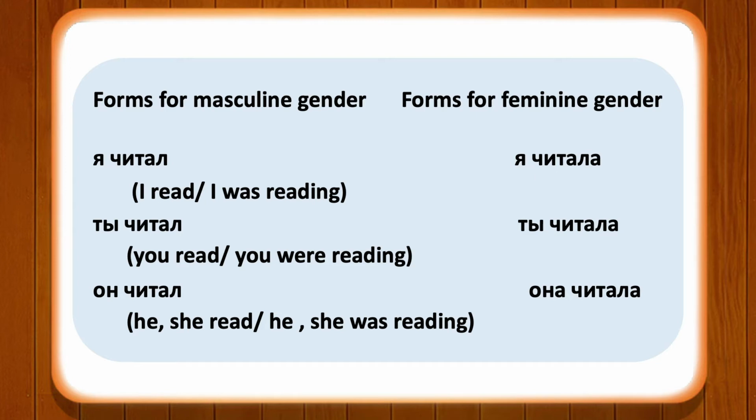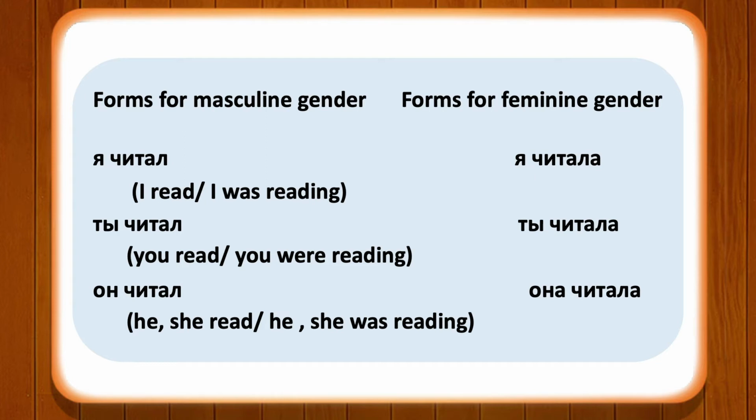Similarly, for the nouns of feminine gender, you will use the form chitala. If it is ya, who is a feminine noun, ya chitala. I read or I was reading. Ty chitala. You read or you were reading. Ana chitala. She read or she was reading. So ya chital and ya chitala. If the noun is male, then it will be ya chital. If the noun is feminine gender, it will be ya chitala.